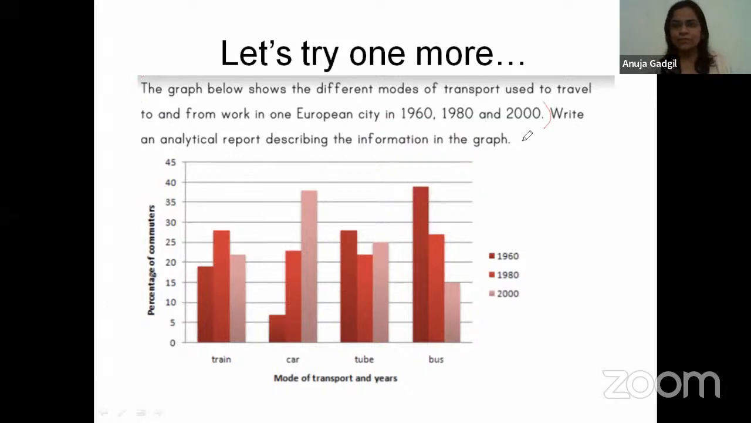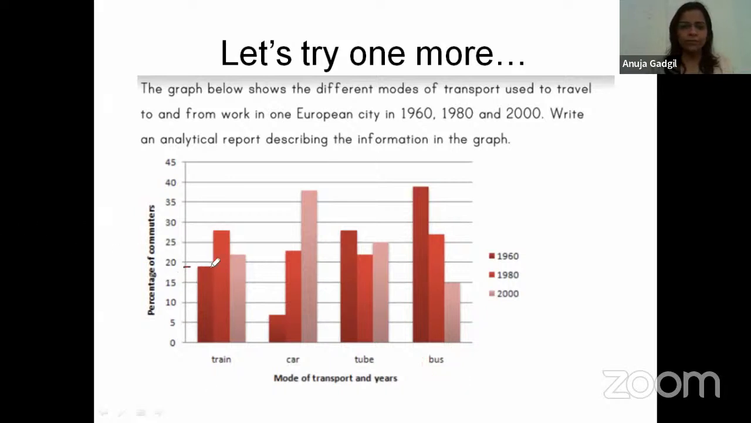Isn't that easy? What does this graph tell you? It talks about modes of transport in the given years, so write as it is. Now you pick up each and every category of transport and talk about it. Write about the percentage as you pick it up.